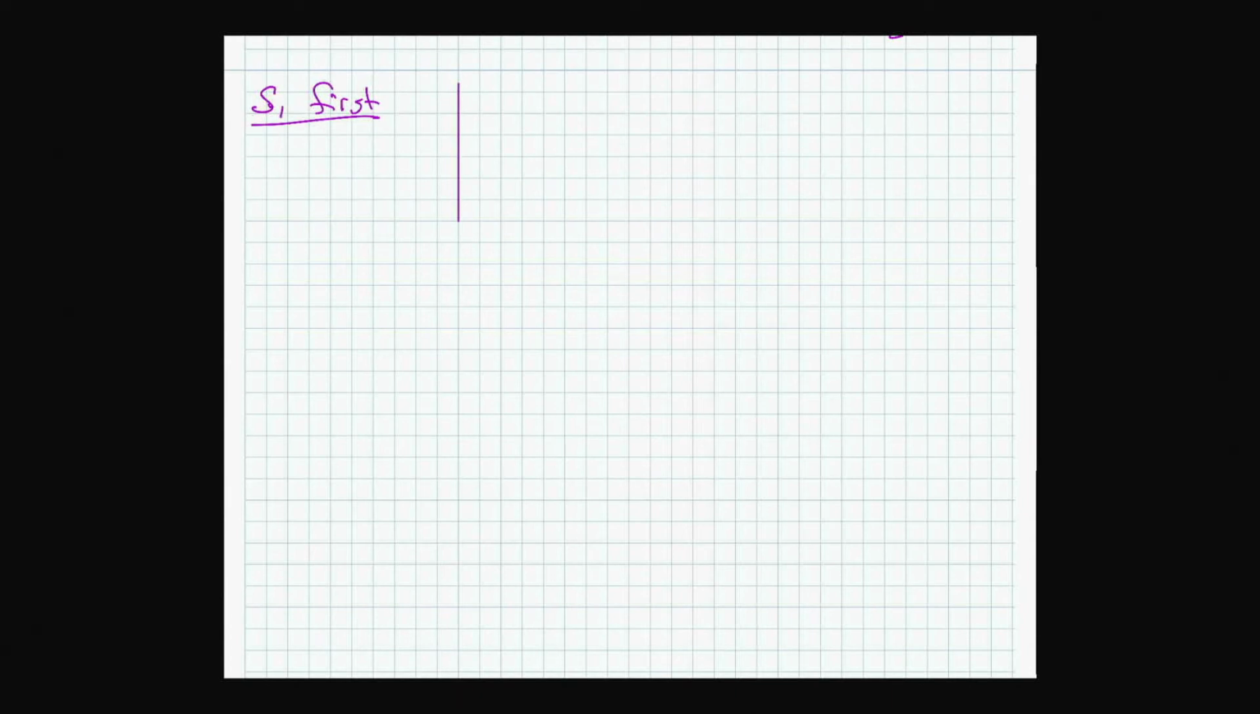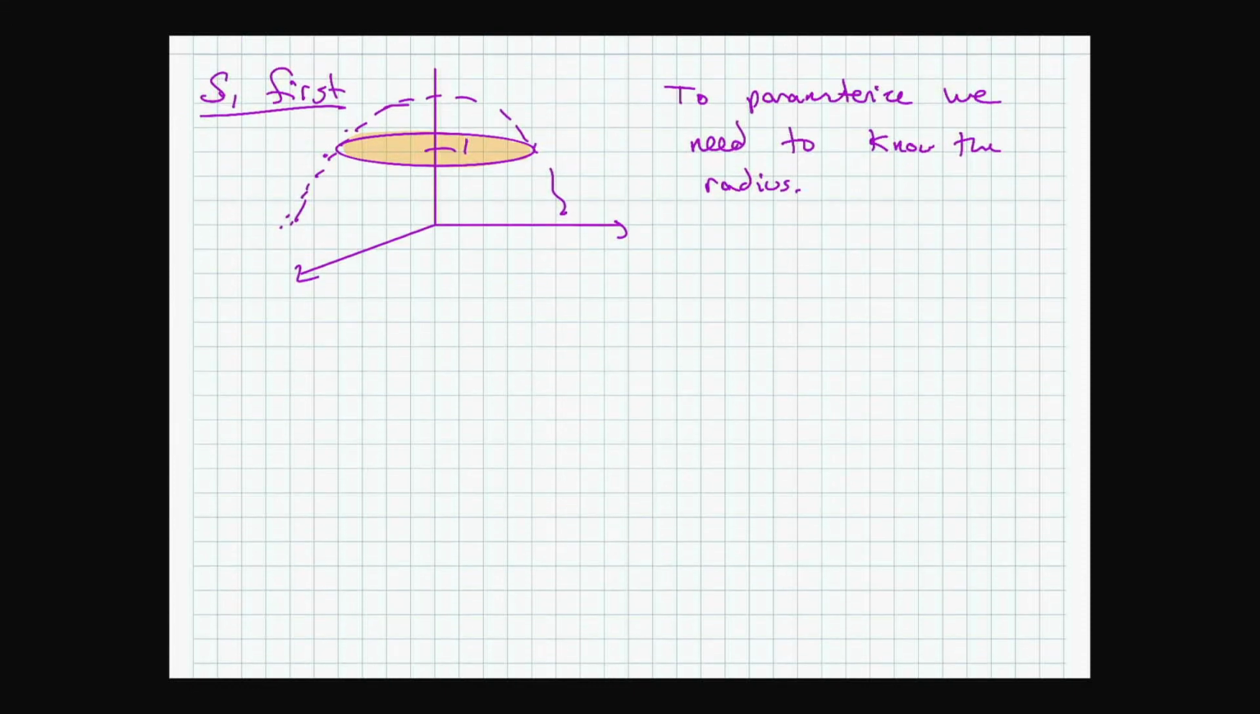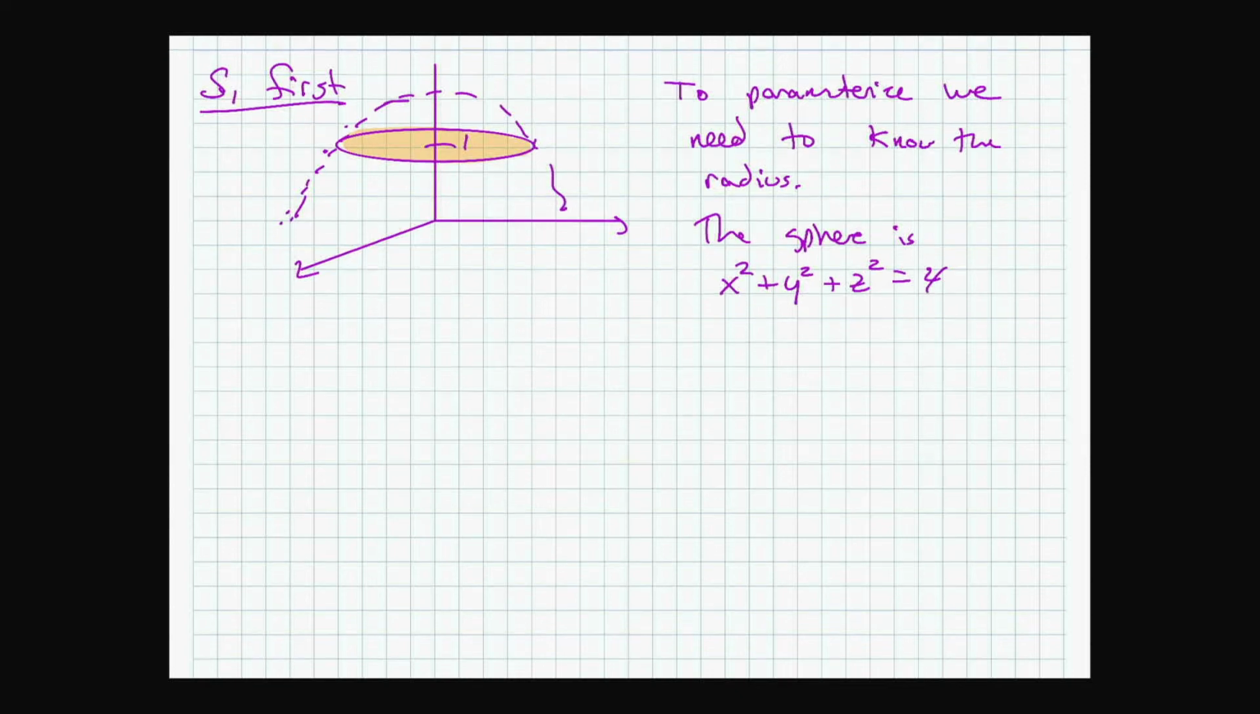Okay, so S1 is simply up here at z equals 1, and then you've got a disk. Again, that's not hard to understand, but what we have to do is figure out what the radius of that disk is. That's what we need to know to parameterize. So the way you get it is this: the sphere is x squared plus y squared plus z squared equals 4, right? And the way that we got that disk is z equals 1 on that disk.